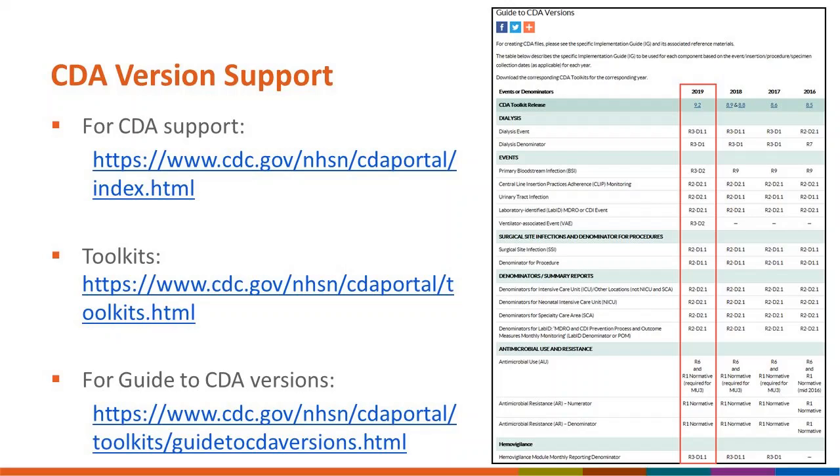CDA support is available on the NHSN website. The first link is to the main CDA submission support portal. Other important links provided on this slide are to the CDA Toolkit and Guide to CDA Versions. 2019 CDA Version Guidance has been posted. And just as a reminder, NHSN supports CDA versions that are valid for the past 2 years. Next slide.